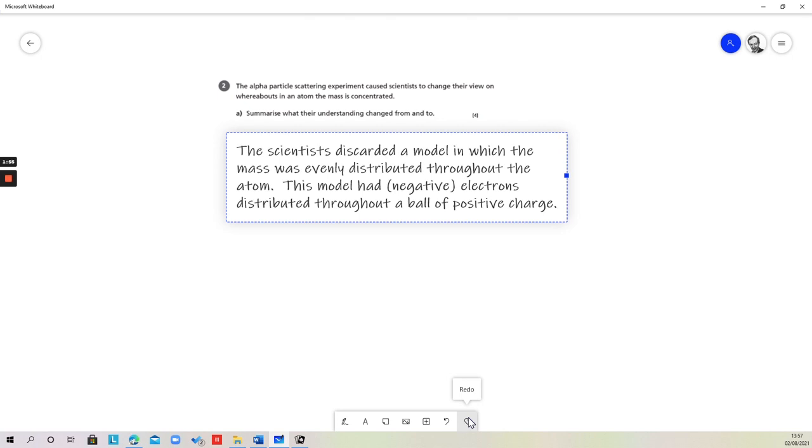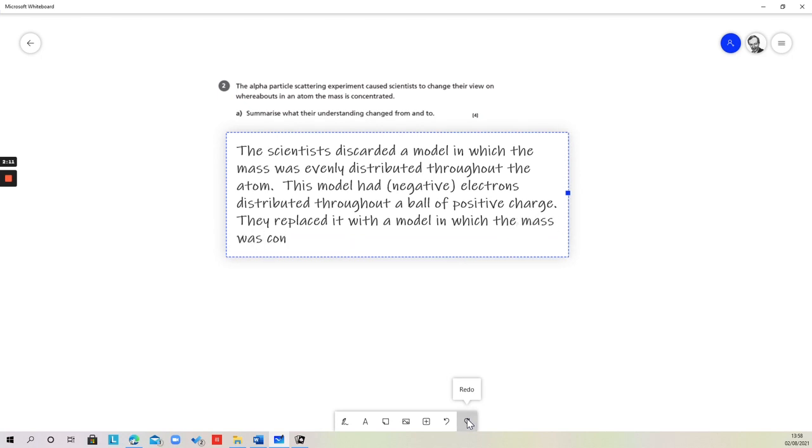We now need to talk about the models that the scientists moved on to. So let's now talk about what they replaced it with. This was a different model, and a key characteristic of this model was that the mass was concentrated. Instead of being evenly distributed, the mass was concentrated in the center.